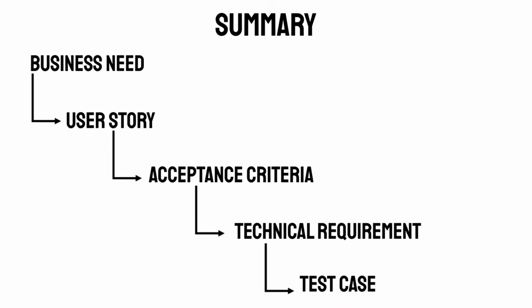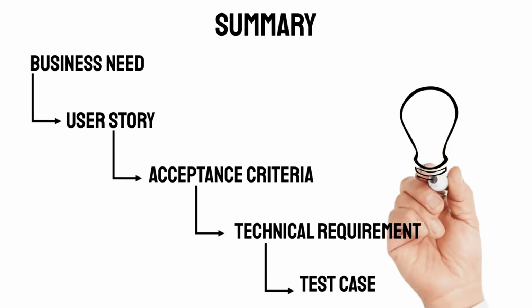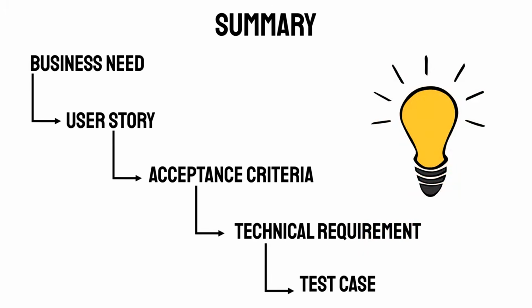That's a top-down view. If we go bottom-up, it means every test case has to be linked to a technical requirement, which in the end has to be linked to a user acceptance criteria. And this criteria has to be linked to user story, and this ultimately has to be linked to the business need. And that's basically how you do bulletproof requirements gathering as a business analyst.